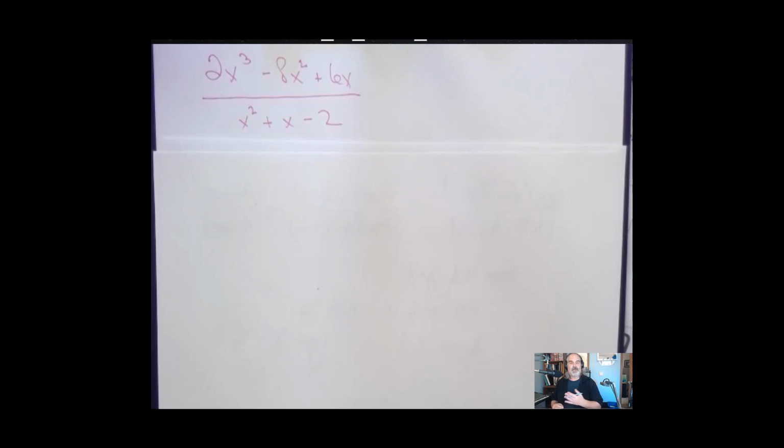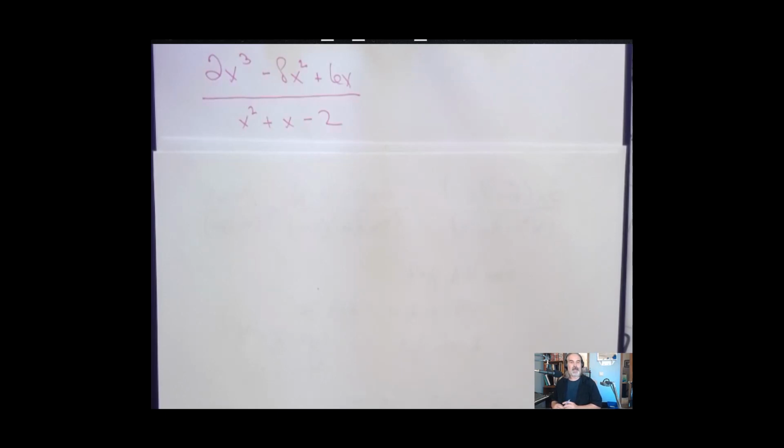By now, if you're looking at this, you've probably seen enough of these problems to recognize that you can confirm whether there might be a horizontal or a slant asymptote on a rational function's graph just by looking at the degrees of the polynomials in the numerator and the denominator. And these degrees are the highest power of x that appears. And the rule is that if the degree of the numerator is equal to the degree of the denominator, you're going to have a horizontal asymptote.